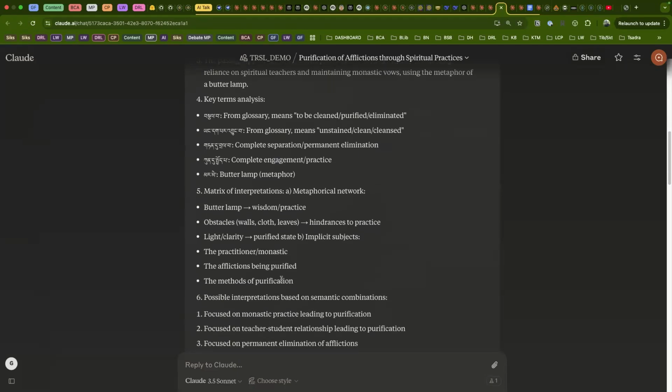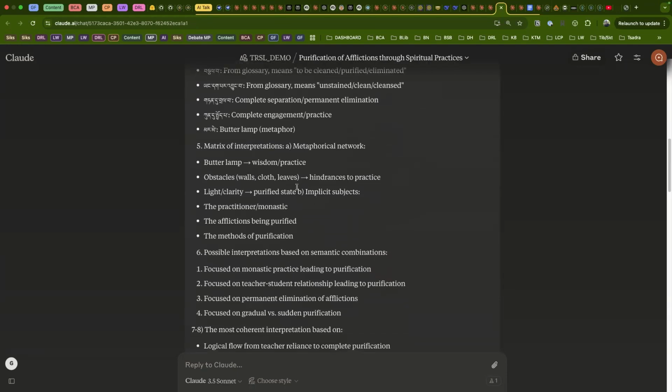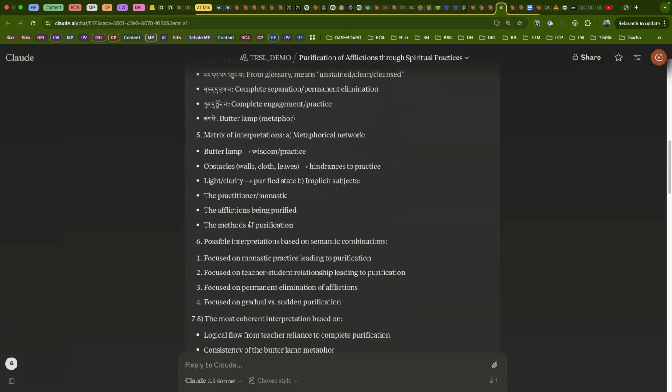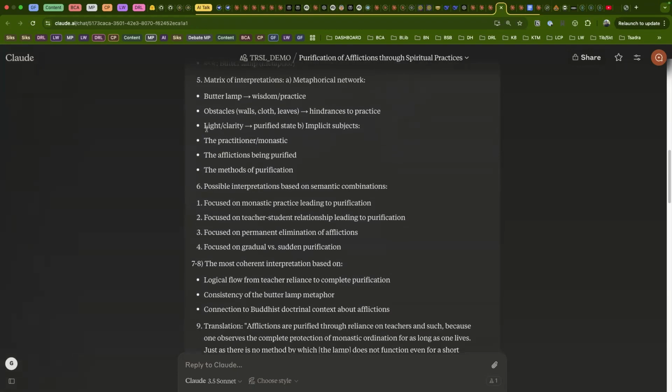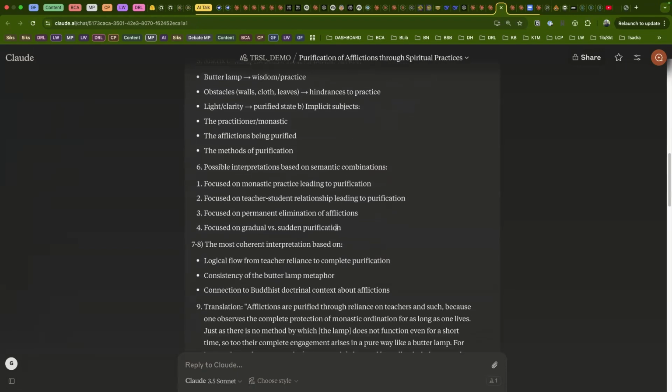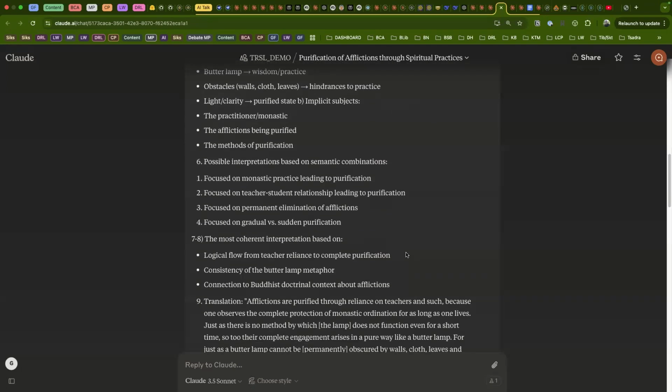So it builds a matrix of interpretations, a metaphorical network, and goes on to implicit subjects. It starts considering what is purified, what is the method of purification, what light and clarity could stand for, what the walls and cloth in the original text represent. So it's starting to take this into account. I want to have a better prompt for that and develop it even further, but it's complicated to have full control of what Claude is doing there.